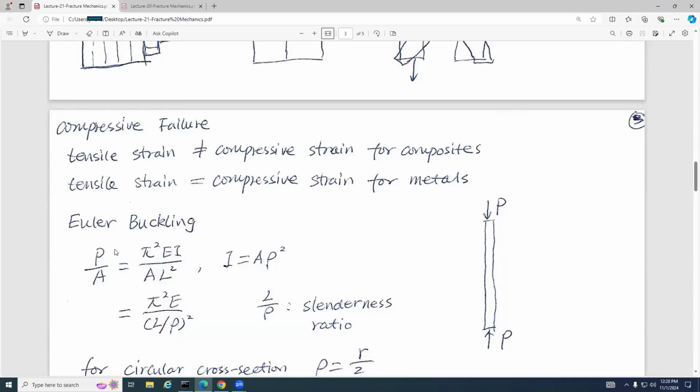Questions? Because composites are much more complex than metals. For metals, compressive and tensile, a lot of mechanical properties, we can treat identically. But for composites, no.